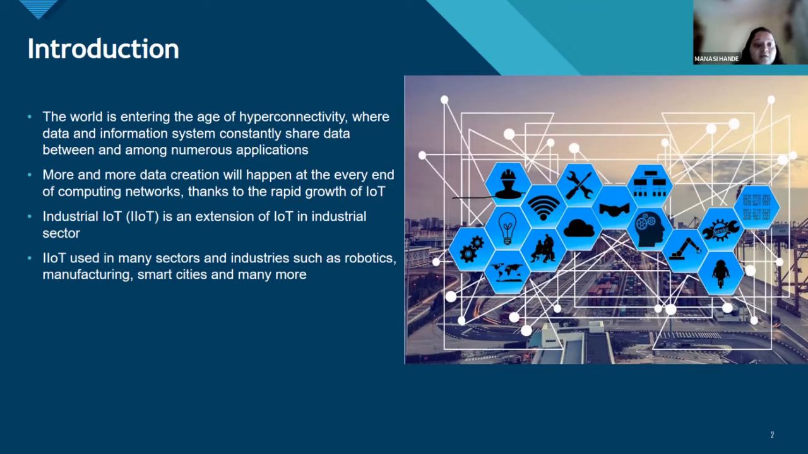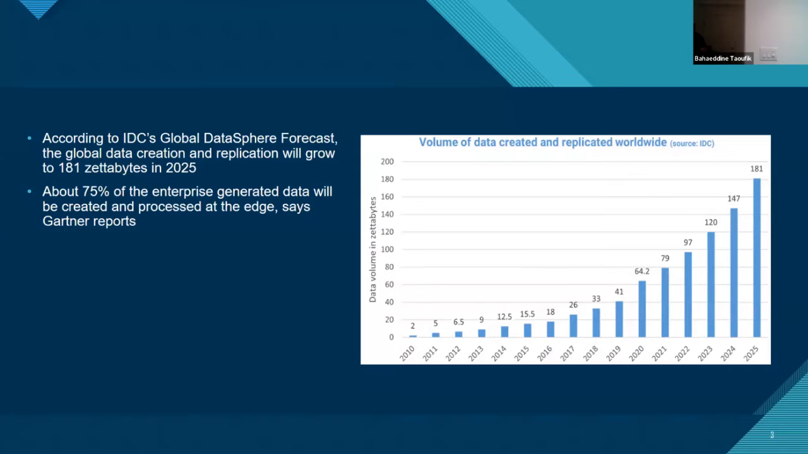As we all know, there are various applications of IoT, and industrial IoT, that is IIoT, is an extension of IoT in the industrial sector, and it is used in many sectors and industries such as robotics, manufacturing, smart cities, and many more. According to IDC's Global DataSphere Forecast, global data creation and replication will grow to 181 zettabytes in 2025, and about 75% of enterprise-generated data will be created and processed at the edge of the network, according to Gartner's report.